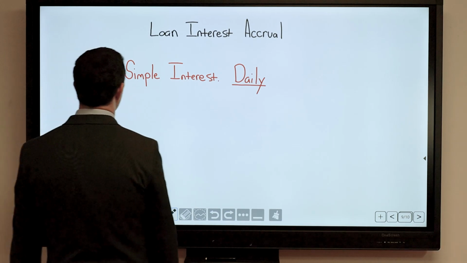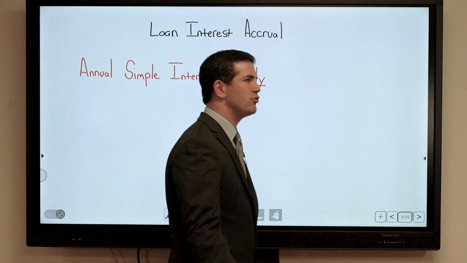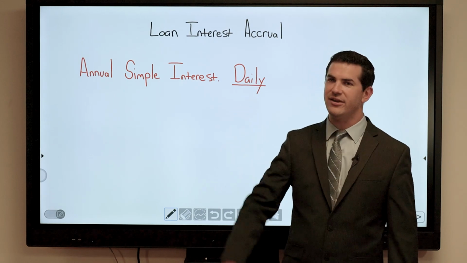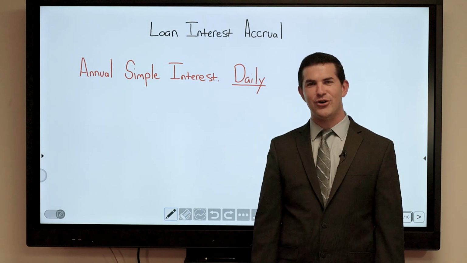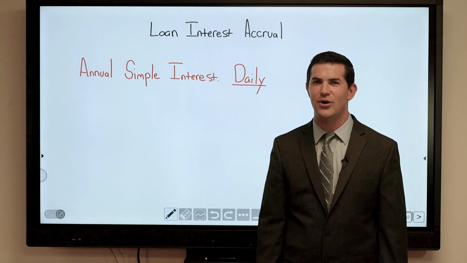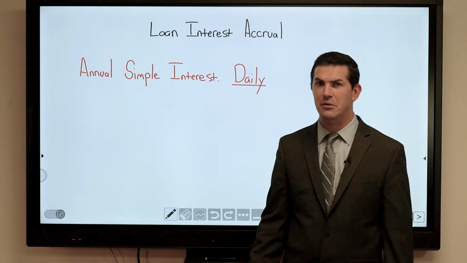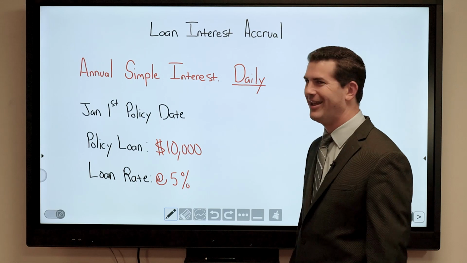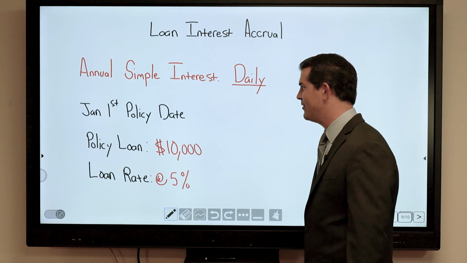So how it works is loan interest accrues at annual simple interest and it accrues daily. How do you like that term? When I hear about a policy loan, I hear that it accrues daily. A little scary, right? No need to be afraid. So let's look at an example here.